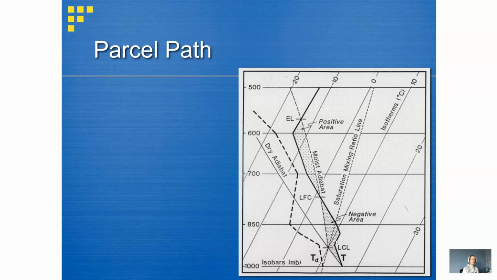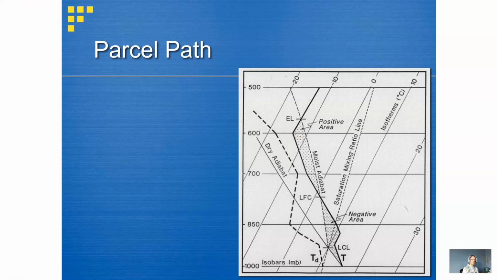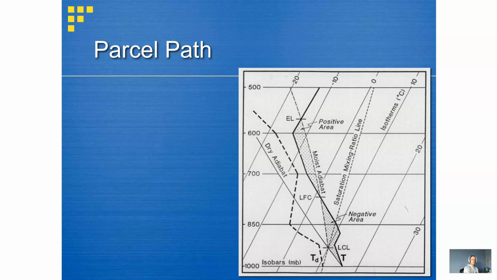It's not going to want to rise unassisted within this level, or I should say, vertical depth of the atmosphere. The next line we're interested in is continuing to rise our parcel path along this moist adiabatic line. When does it then intersect the temperature profile of the environment again? This point is known as the equilibrium level. And so the layer in between the level of free convection and your equilibrium level is this positive area, an area in which your parcel temperature is warmer than the environmental temperature and therefore will want to rise unassisted.